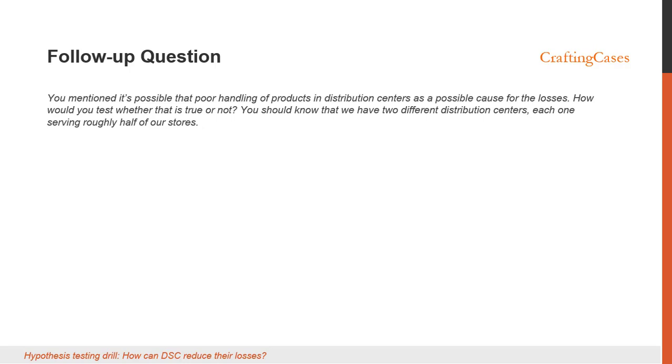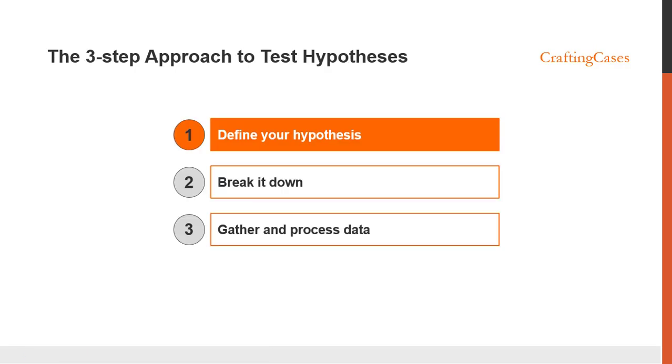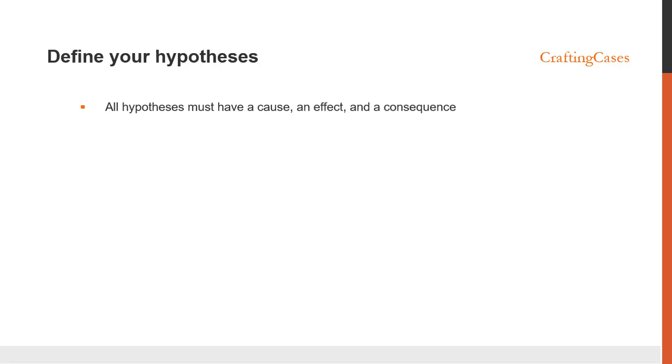Now, I'm going to explain step 1 of the 3-step process, and then I'm going to show you how I would do step 1. And you should probably do step 1 before watching my answer, and then watch it and try to understand what's different, and only then move on to step 2. Okay? So what you need to know is defining your hypothesis means defining what is the cause, the effect, and the consequence in this hypothesis. And all hypotheses must have a cause, an effect, and a consequence.